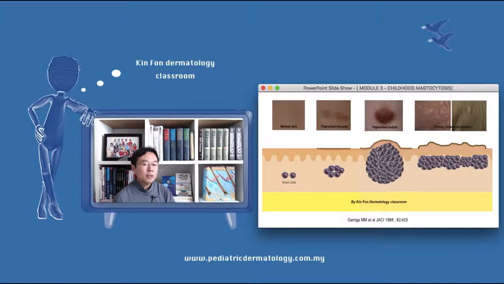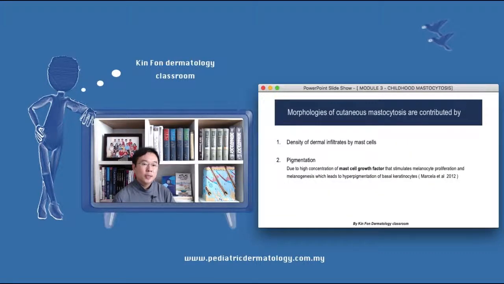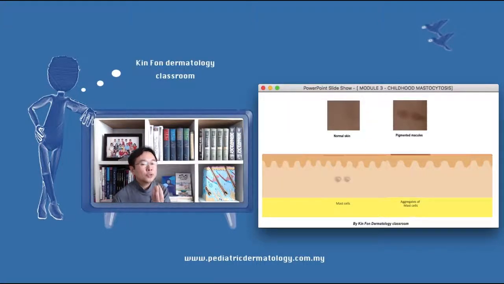As mentioned just now, a study by Garriga et al. has shown that normal skin has about 10 mast cells per high power field, increased to about 150 plus minus 70 in mastocytosis. The second reason why they have different presentations is based on the concentration of the mast cell growth factors that are produced by the mast cells. And these mast cell growth factors will stimulate the mast cells and basal cell melanocytes and cause basal pigmentation.